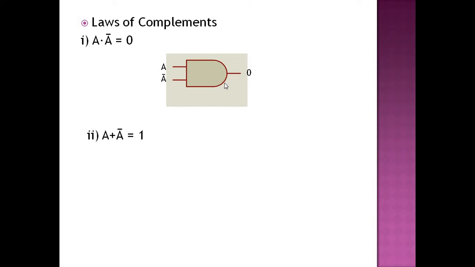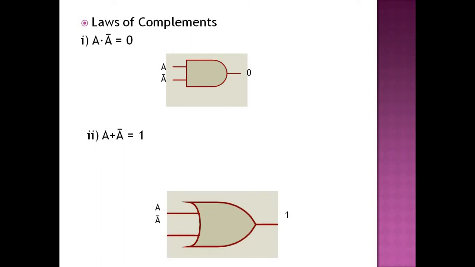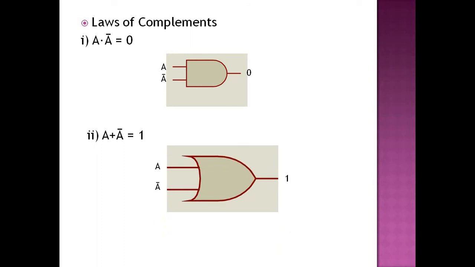Next, a plus a bar equal to 1. Here again we consider the OR gate. The OR gate has one input a and the second input a bar. When a equal to 0, the complement becomes 1. So the inputs are 0 plus 1 and we get the output 1. If a equal to 1, then the complement becomes 0, and 1 plus 0 is again 1. So it says that a plus a complement is equal to 1.